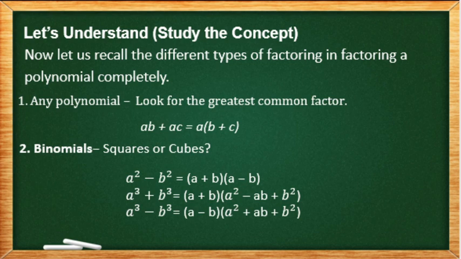So sum or difference means the first term and second term are perfect cubes. Ano yon? Yung 1, 8, 27, 64, 125, and so on. Kapag sa variable naman, the exponent should be divisible by 3. And ang factor niya, on that given, the product of a plus b and a squared minus ab plus b squared. Kapag middle ang the operation is plus. Sa minus naman, the product of a minus b and a squared plus ab plus b squared.